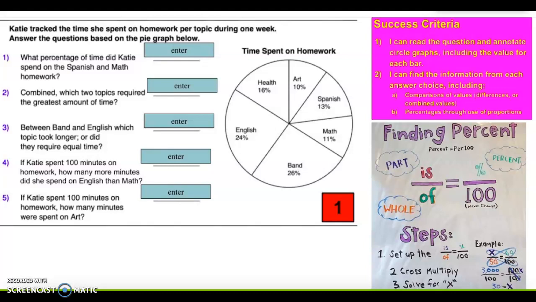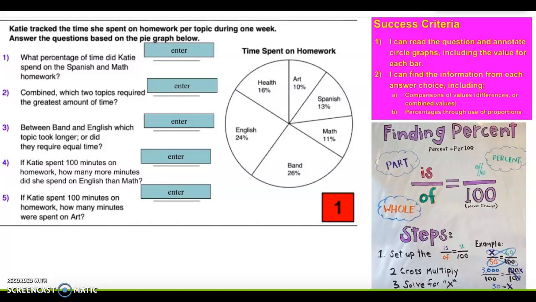The first thing I'm going to do is read the problem for you, which states: Katie tracked the time she spent on homework per topic during 1 week. Answer the questions based on the pie graph below. Again, in the problem they call it a pie graph, but we can also know that it's a circle graph as well. I'm going to read the success criteria.